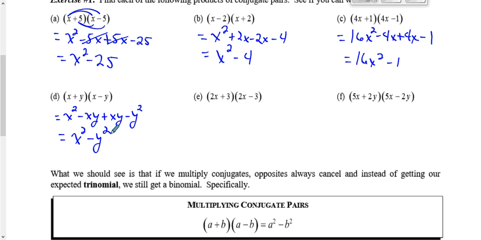Okay. So maybe we're seeing a pattern here, right? So let's try this next one by skipping that middle step there. What do you think it'll be? Squared minus 3. Squared minus what now? How about 9? Right? 3 squared. And then in F, let's skip the middle step. What would we get? 25x squared minus 4y squared. Okay? So everybody's seeing a pattern here, right?